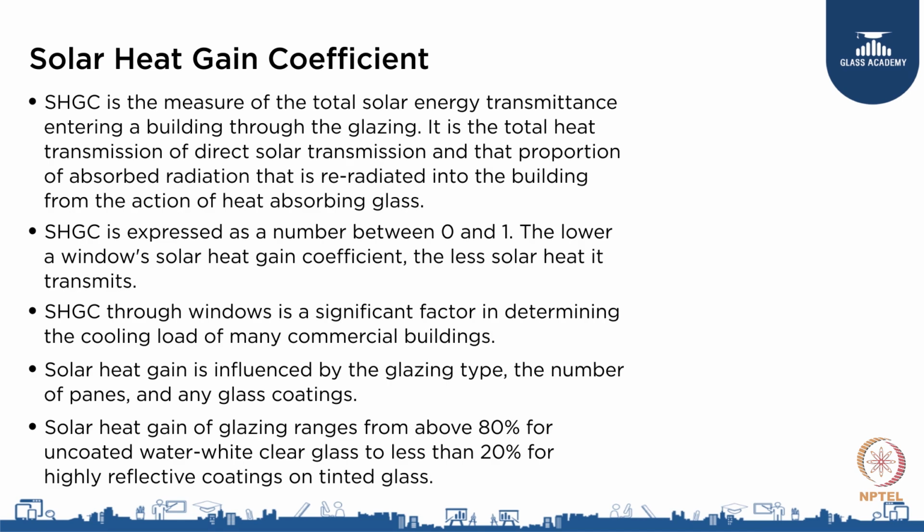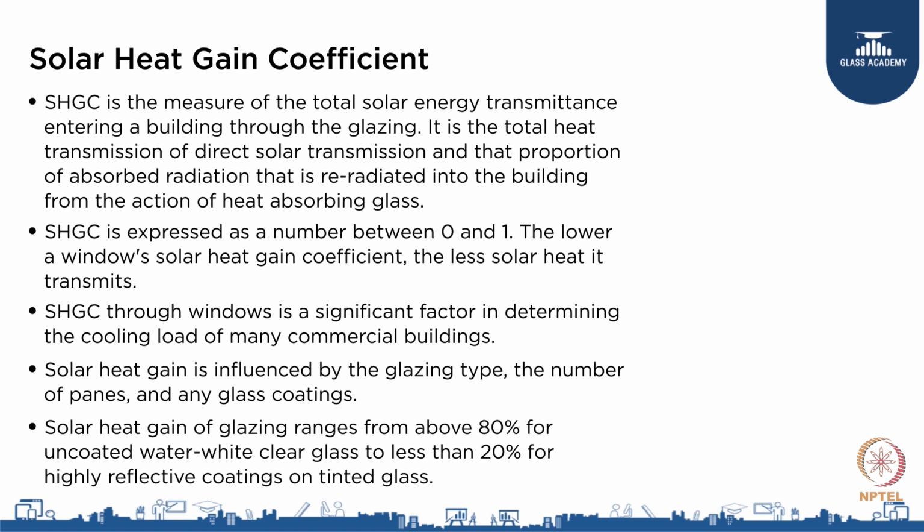Now let us look at solar heat gain coefficient. Solar heat gain coefficient is the measure of total solar energy that is transmitted through the glazing into the building. So it is basically a number between 0 and 1. The lower the number, the lower the amount of solar energy being transmitted. A higher number means more solar energy is being transmitted. We would like to keep this number as small as possible.